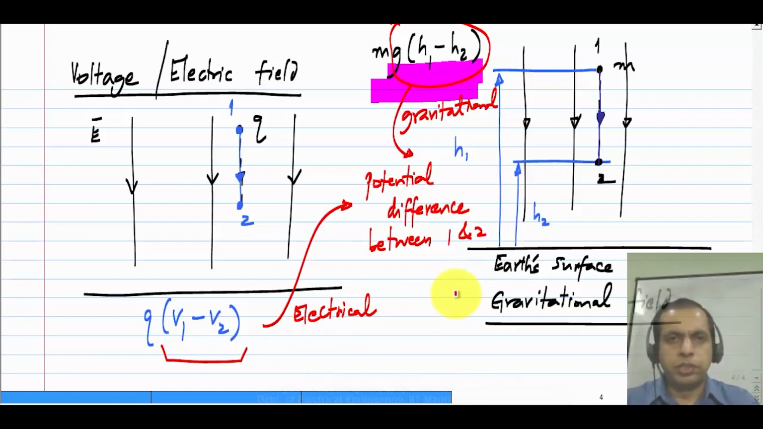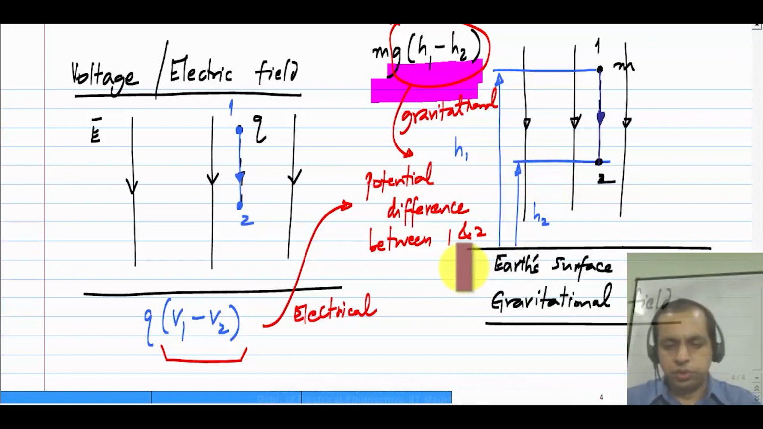Now from this, it should also be clear that what matters is the difference in potential between 2 points. Okay. So that's why it's many times called the potential difference. Voltage is called the potential difference because what matters is the difference in potentials.